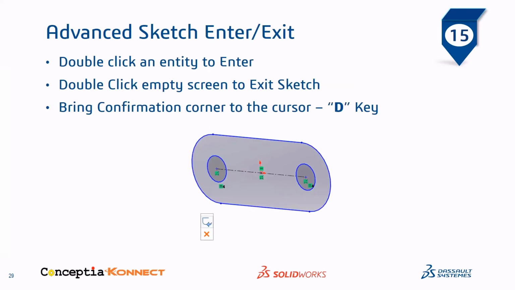Number 15. Advanced sketch, enter and exit. Don't take your cursor to the top right side to select the confirmation corner. Rather, bring the confirmation corner next to your cursor by selecting the D key. So wherever you are in the 3D workspace, select the D key. Next to your cursor, you will see the confirmation corner. Also, double click a sketch entity to enter sketching and double click in the empty screen to exit sketch.